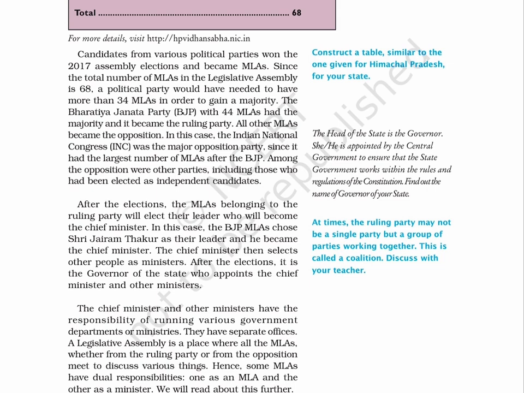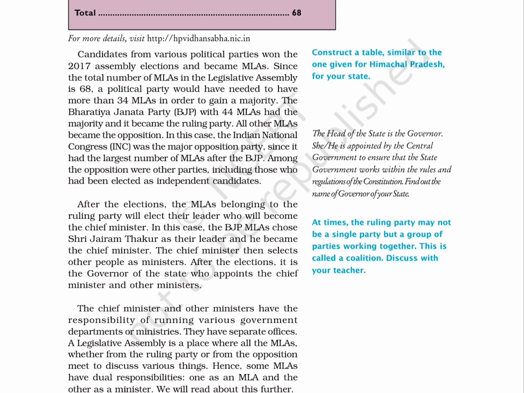In this case, the Indian National Congress, INC, was the major opposition party, since it had the largest number of MLAs after the BJP. Among the opposition were other parties, including those who had been elected as independent candidates. The head of the state is the governor. She or he is appointed by the central government to ensure that the state government works within the rules and regulations of the Constitution. Find out the name of the governor of your state.